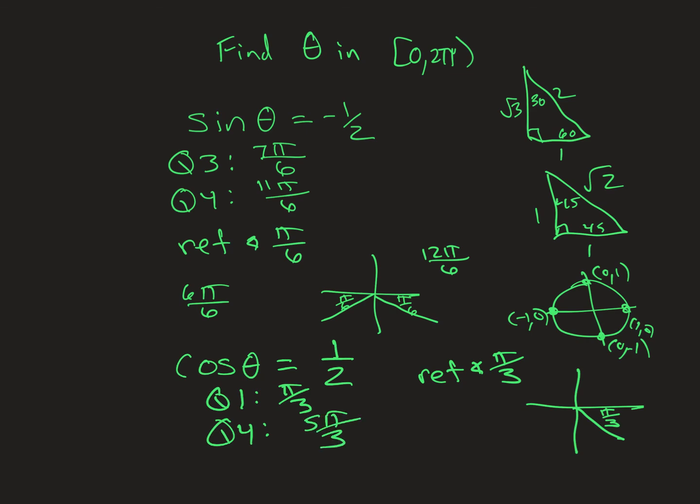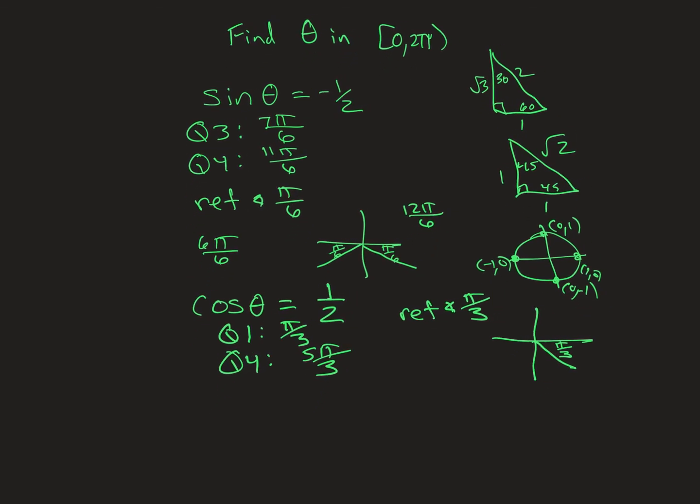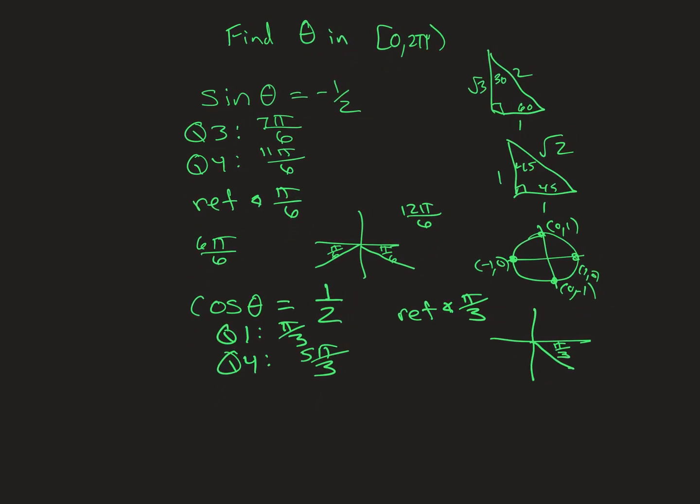And finally, just be aware of sometimes the ratio isn't corresponding to one of our special triangles. It could be a ratio of a quadrantal angle. So if I said, for example, tangent of theta equaling 0, well, then I want to think about, okay, tangent is y over x. So when is y equal to 0? And y is equal to 0 on the x-axis, so my answer would be 0 and pi. I'm not saying 2 pi because notice I have a parenthesis there, which means non-inclusive. So 0 and pi would be my answer.